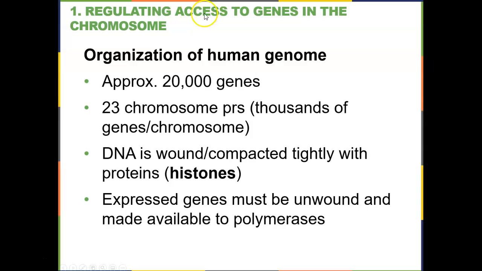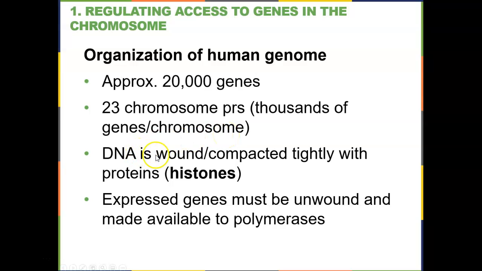So, regulating access to the genes in the chromosome. Remember that the human genome has about 20,000 genes, approximately. And these are located on 23 chromosome pairs. So this means there's thousands of genes on every chromosome.